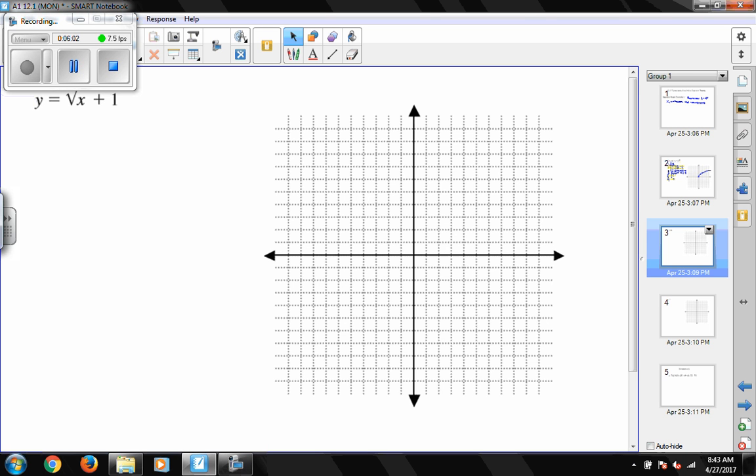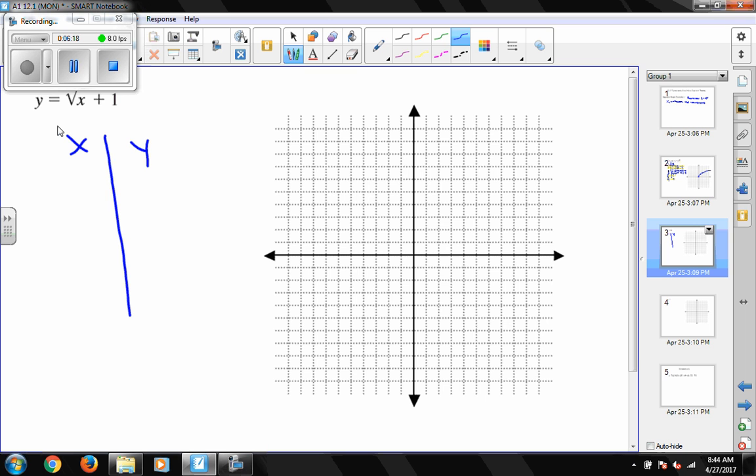So if we look at the square root of x plus 1, that is going to, again, be a square root function, and we need our xy chart. So perfect squares. What numbers can be perfect squares? 0, 1. You can check 2 and 3 if you want, and I'll put those up there for you.